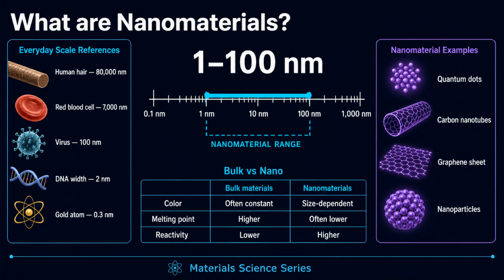Gold nanoparticles appear red or purple instead of gold. Silver and gold particles scatter and absorb light at wavelengths their bulk metals never do. And the same material can switch from chemically inert to strongly catalytic simply by being made small enough. These extraordinary properties arise from two key phenomena: quantum confinement and surface effects.